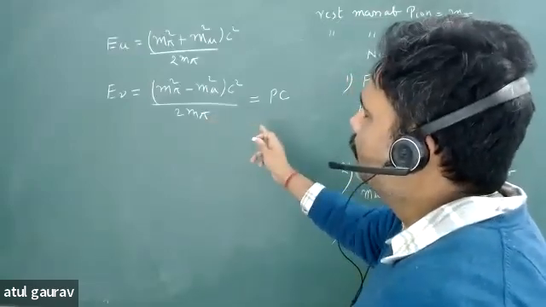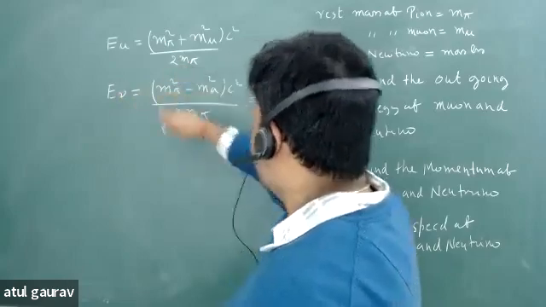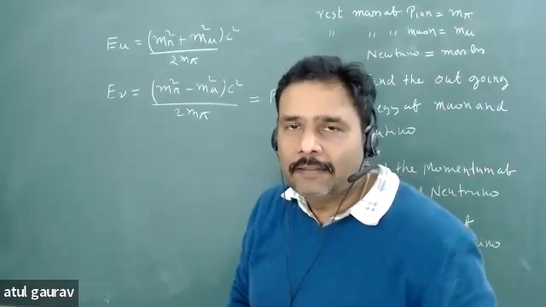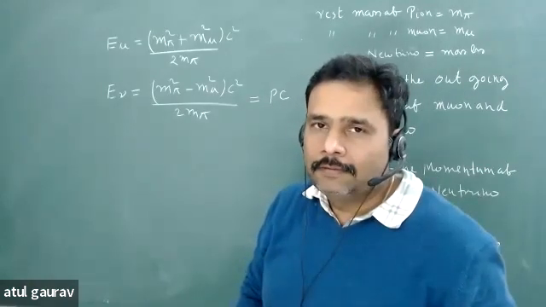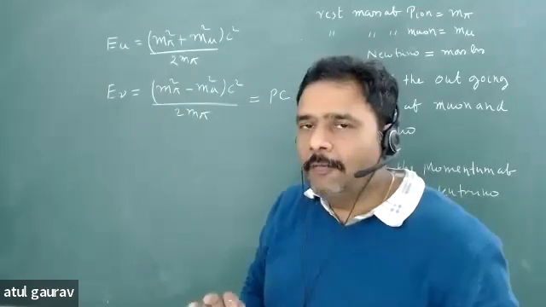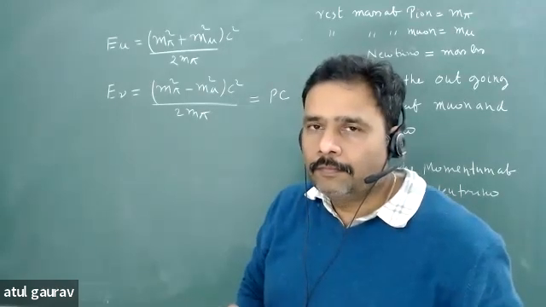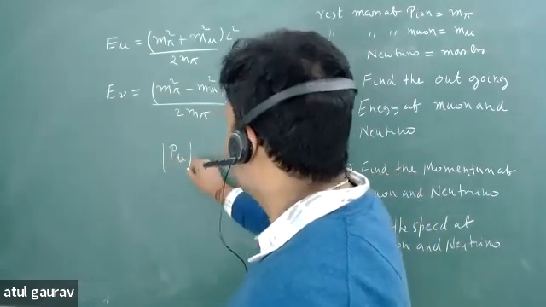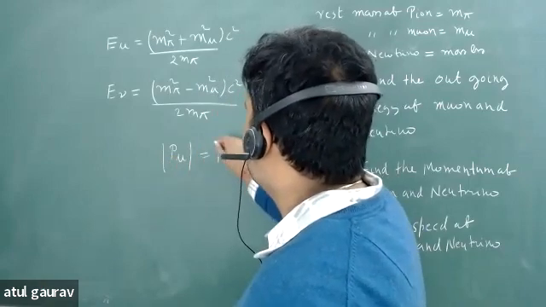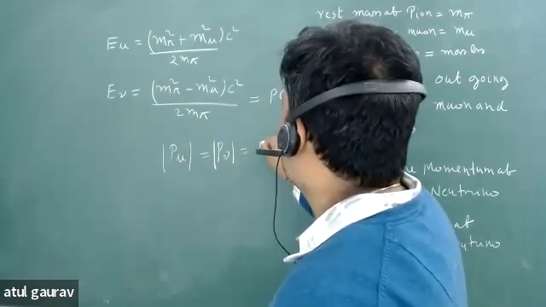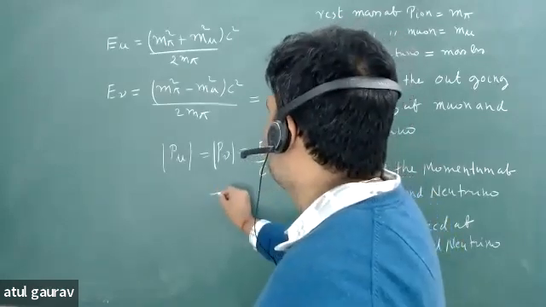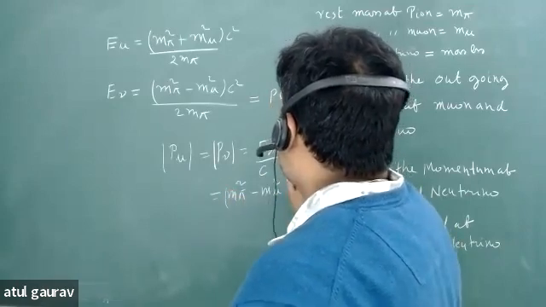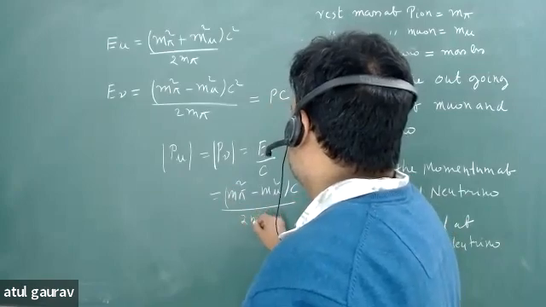Isn't it? This E nu has this particular value of the energy, which is equivalent to P into C, because it is massless. Yes, sir. Is what I am saying understandable? So what will be the momentum? The momentum of muon, in magnitude, equals the momentum of neutrino, and that value is E nu upon c, which is (m pi square minus m mu square) into c by 2m pi.